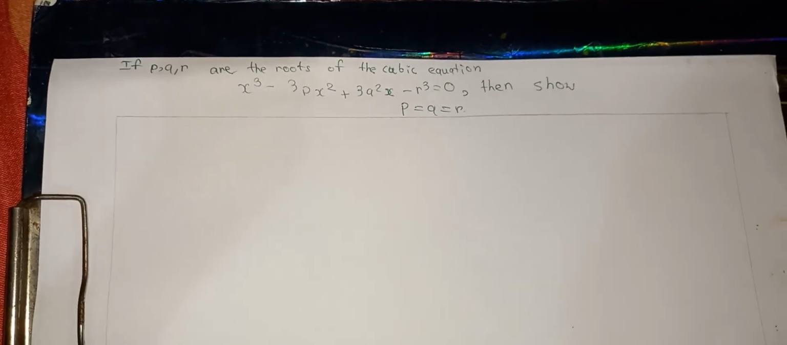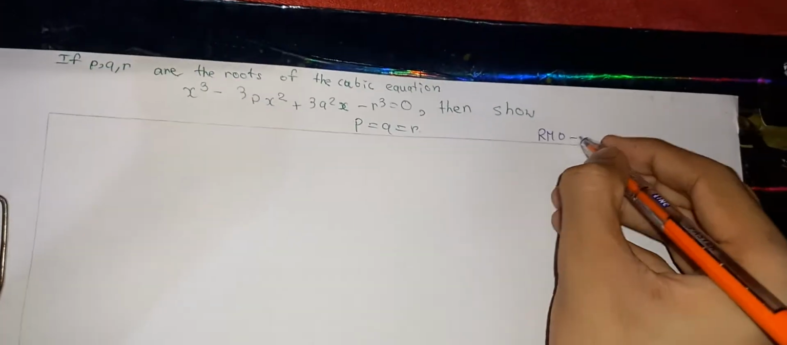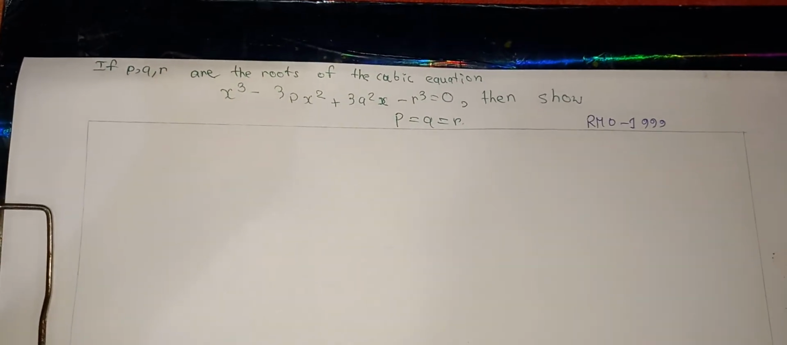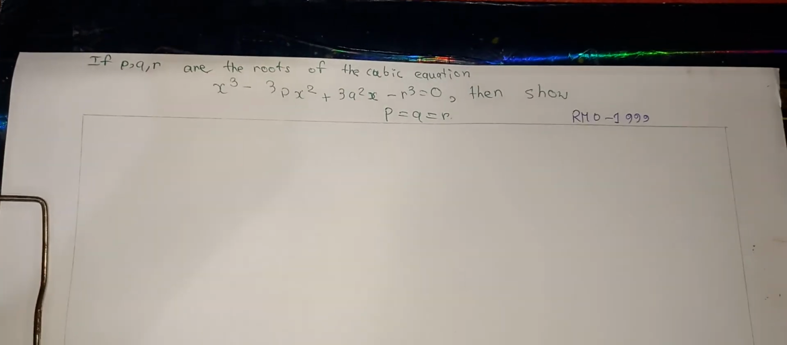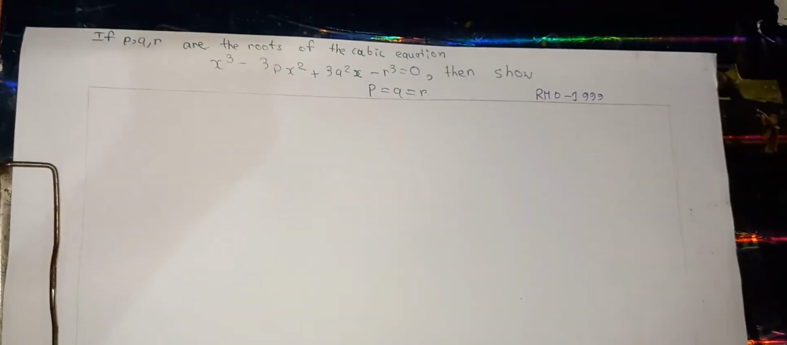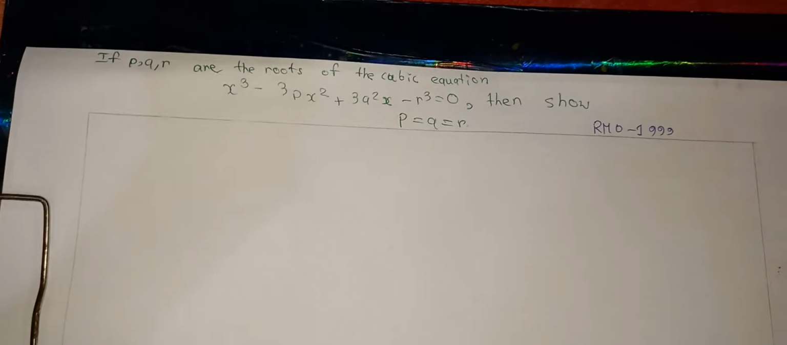So today I came up with a very interesting RMO question which came in the year 1999, and it says: if p, q and r are the roots of the cubic equation x cube minus 3px squared plus 3q squared x minus r cube equals to 0, then show p equals to q equals to r. Well, I have thought of solving by a series of cases and then approaching the solution.